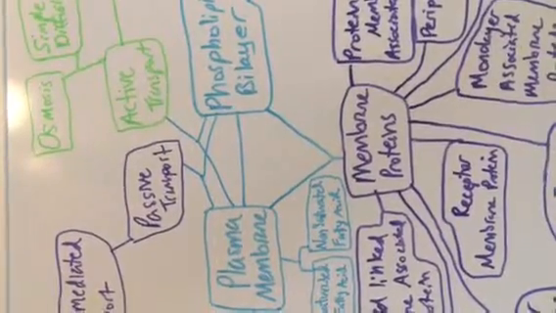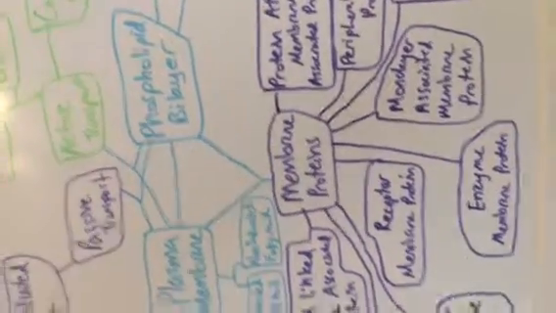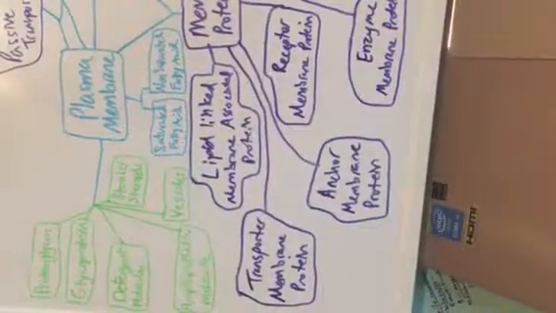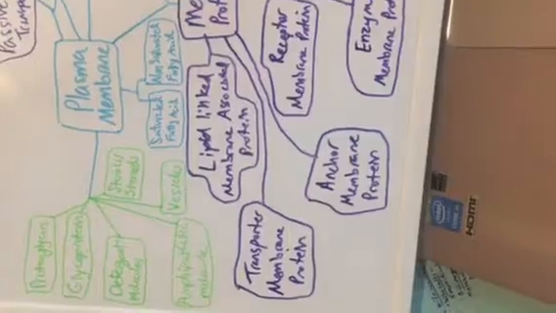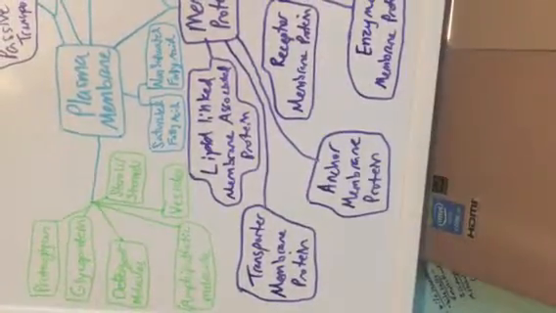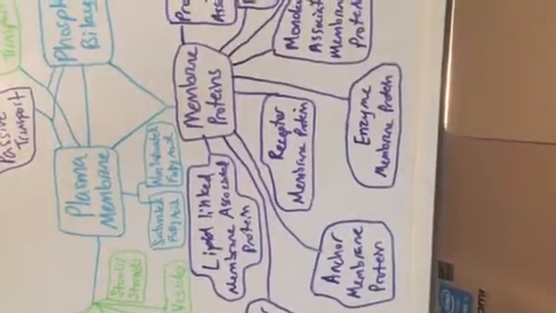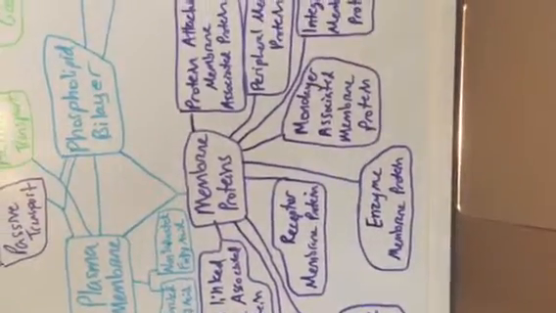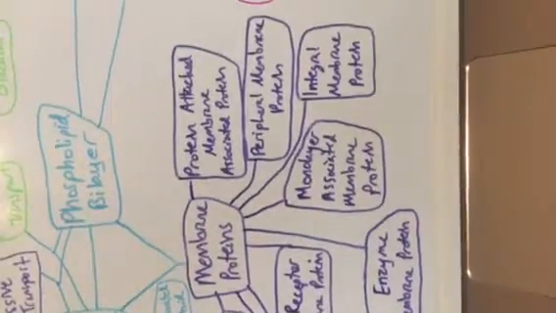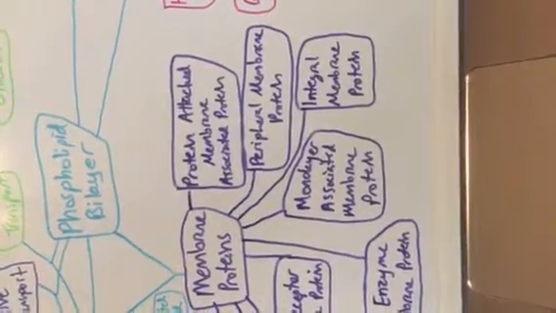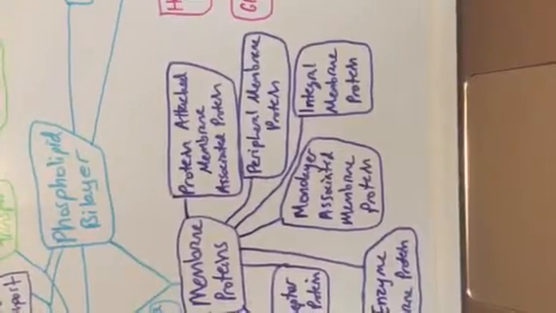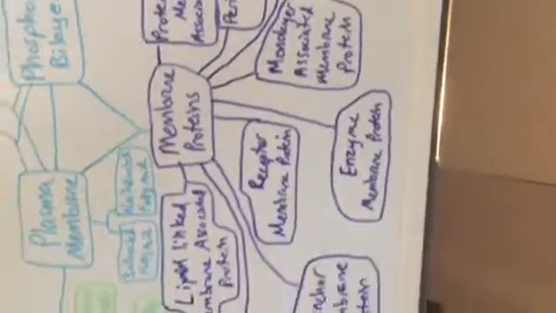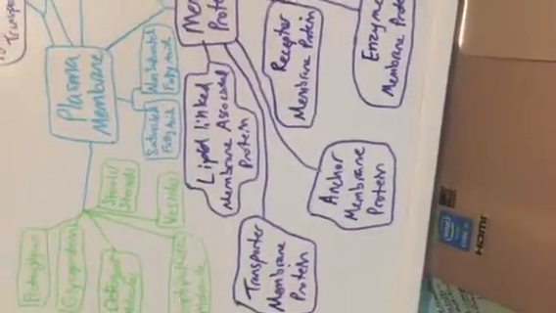Something they both share are membrane proteins. These are just all the different membrane proteins grouped together. There's the lipid-linked membrane-associated protein, transporter membrane protein, anchor membrane protein, receptor membrane protein, enzyme membrane protein, monolayer-associated membrane protein, protein-attached membrane-associated protein, peripheral membrane protein, and integral membrane protein. Each of these different proteins have a different function and structure on the plasma membrane.